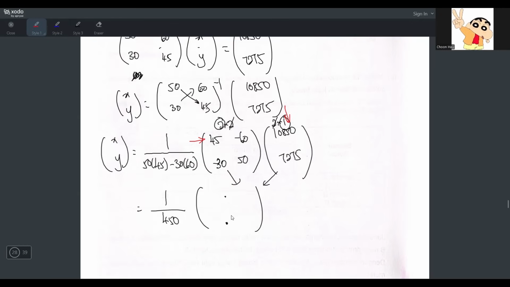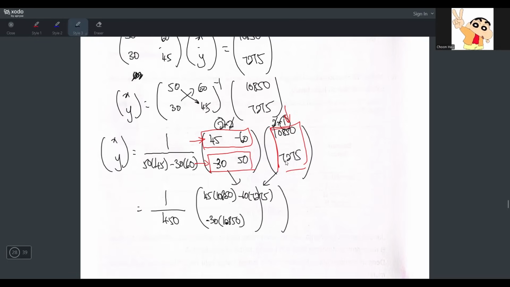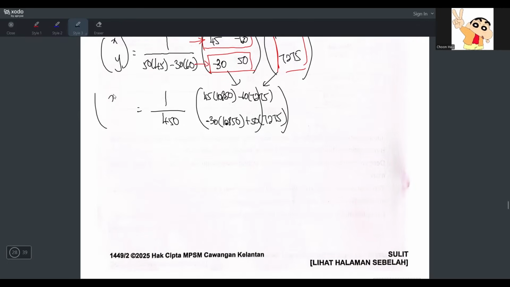So let's try to do it. When you take this row times this column, it will be what? 45 multiplied by 10850, and then negative 60 multiplied by 7275, like that. And for the next one there's only one column, right? So now we move on to the second row, but still that one column. So it becomes negative 30 times 10850, plus 50 times 7275. If there's nothing here, it means plus. So this is how you do it. The XY I write here, and then this is 1 over 450.